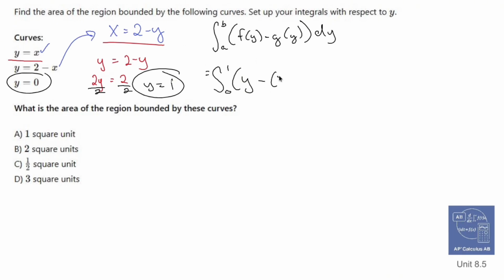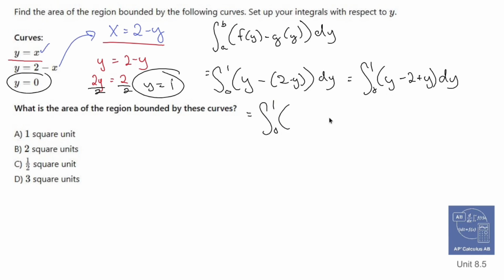Minus 2 minus y, close it, dy. Let's simplify that a little bit. Okay, y minus 2 plus y dy is going to be 2y minus 2 dy. Now let's integrate that. The integral of 2y is just y squared, and the integral of negative 2 is negative 2y. Your limits of integration are still 0 and 1.